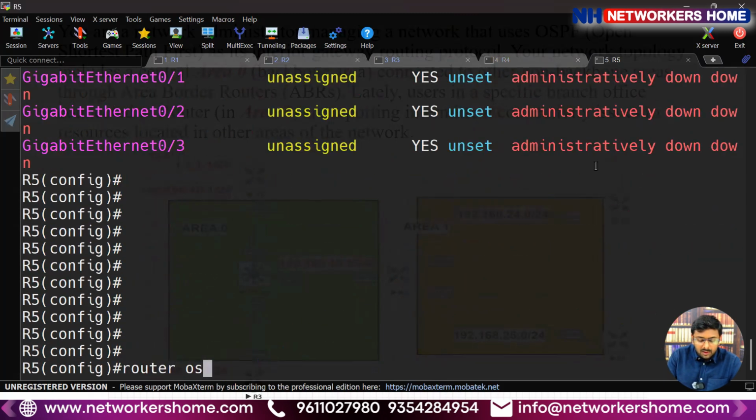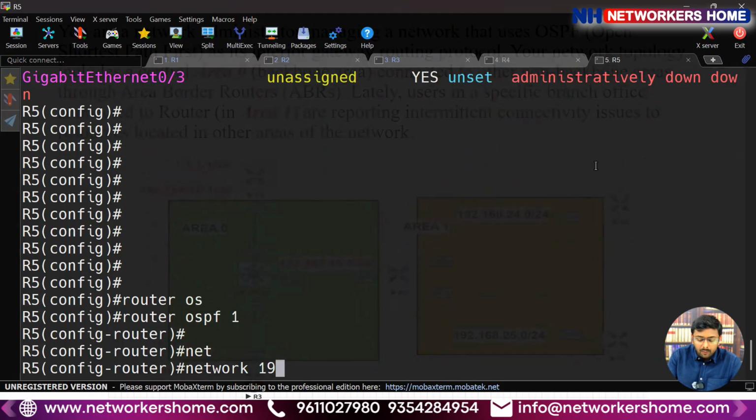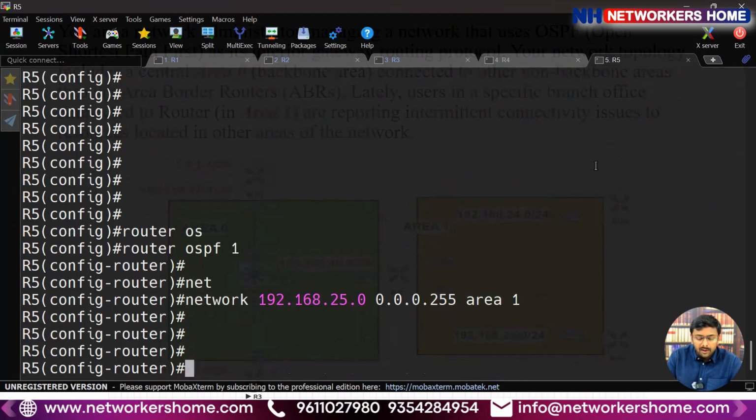Router OSPF 1 and network 192.168.25.0, 0.0.0.255, and area is going to be the same, that is 1. Give exit.